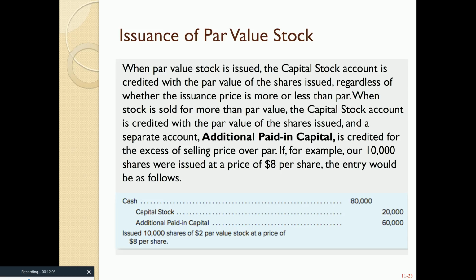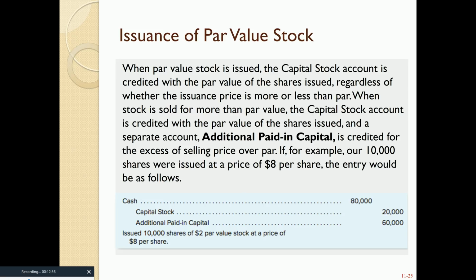Okay, we have par value stock that's authorized to be sold, and this particular company issues 10,000 shares of stock. The issue means we actually sold 10,000 shares of stock at a price of $8 per share. Now this particular stock has a par value of $2 per share. All right, so the par value is $2 per share, but the selling price is $8 per share.